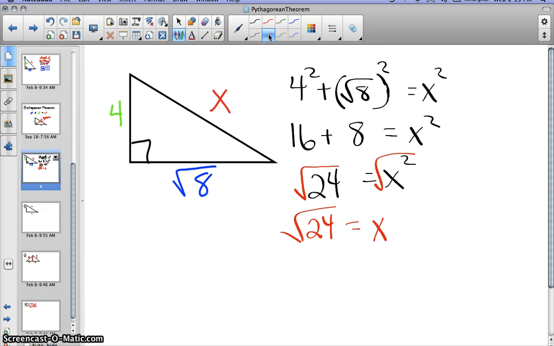So for right now, just throw it in the calculator is perfectly awesome. So let's go ahead and do that. And square root of 24. Excuse me. X is equal to 4.9.